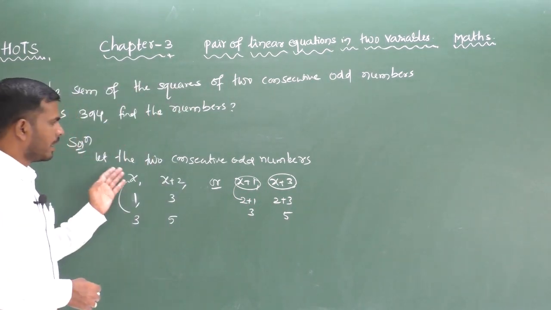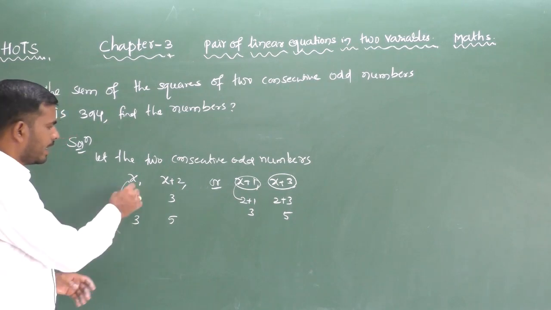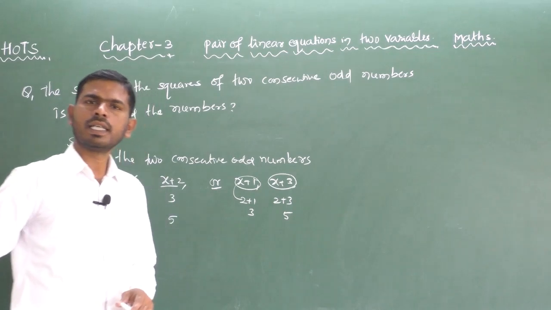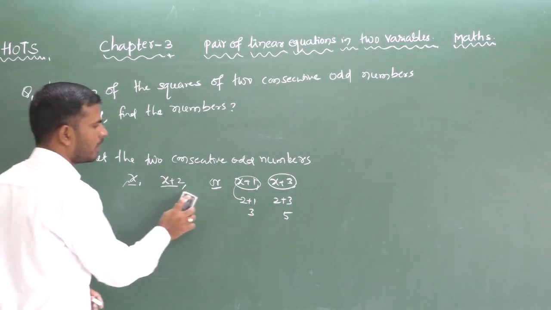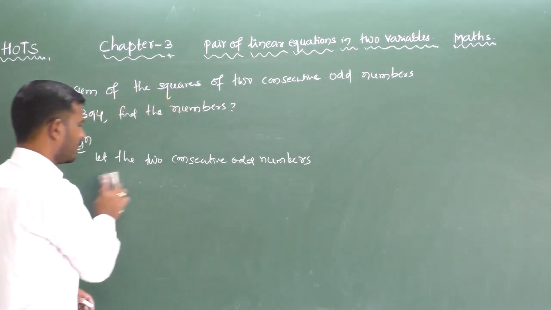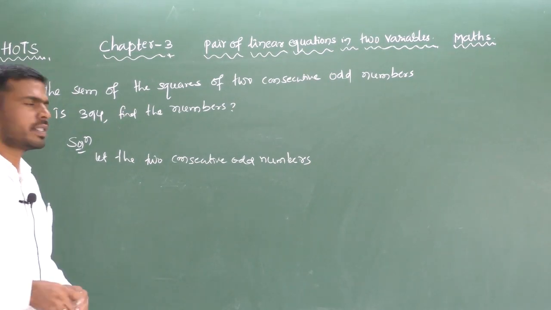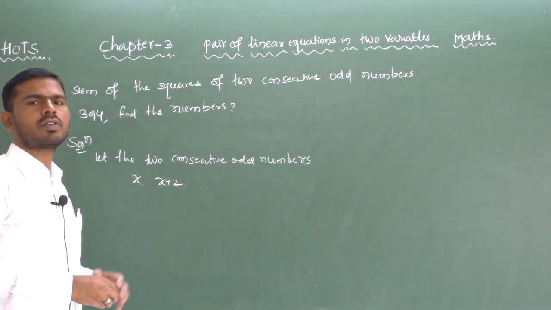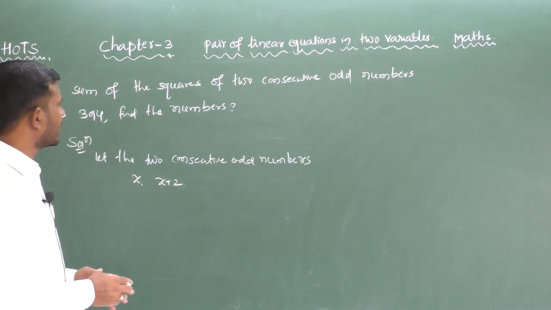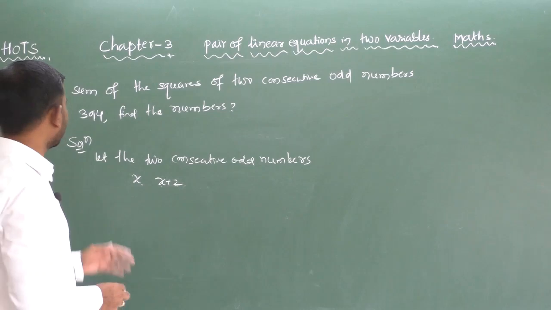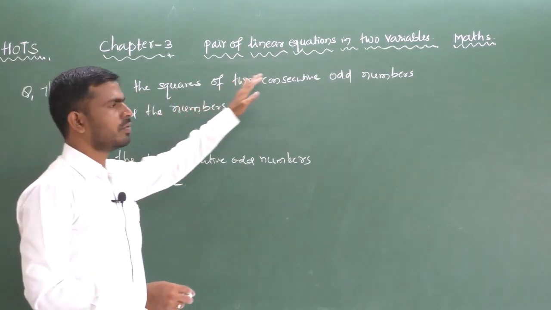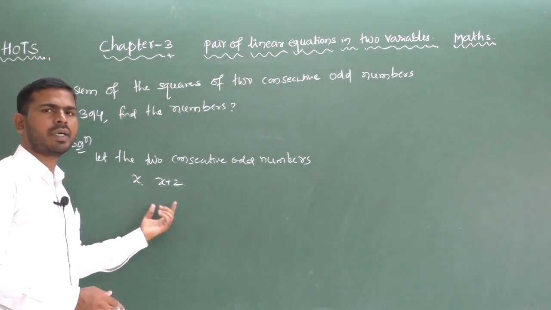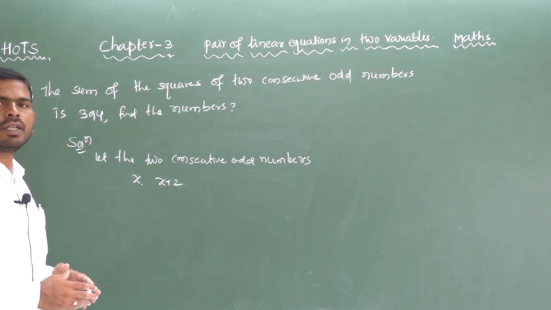So let the two consecutive odd numbers be x and x plus 2, or you can take x plus 1 and x plus 3 actually. Any one you can take, and you have to solve the given problem. Now I am considering the two consecutive odd numbers, that is x and x plus 2. According to the situation, you have to make the equation: the sum of the squares of the two consecutive odd numbers is equal to 394, as given.